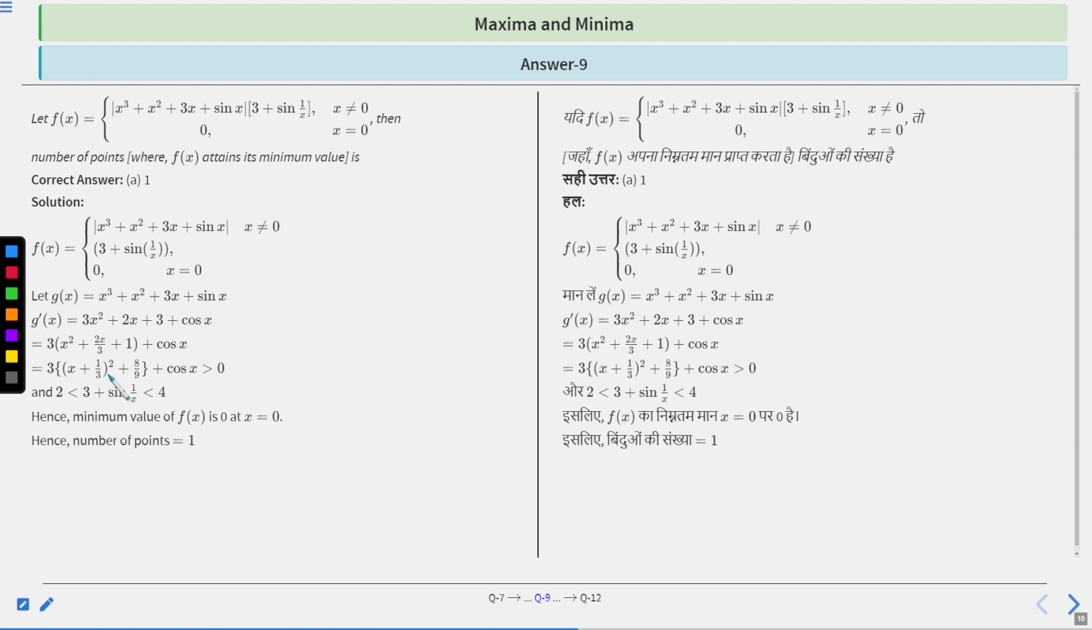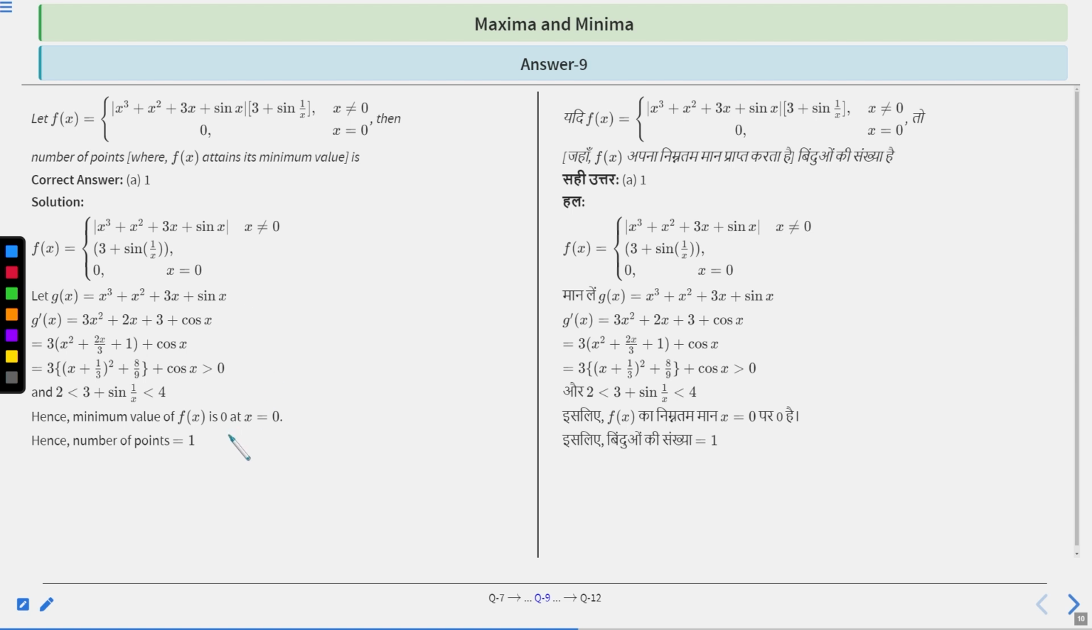And as we have discussed, 3 plus sin 1 by x will be between 2 to 4, right? Clear? Hence, the product of these two will always be greater than 0, when x is not equal to 0, that is, either when x is less than 0 or when x is greater than 0, it will be greater than 0, right? And at x equal to 0, it is coming out to be 0. Hence, x equal to 0 is the point of minima, right? Hence, the minimum value of f(x) is 0 at x equal to 0.